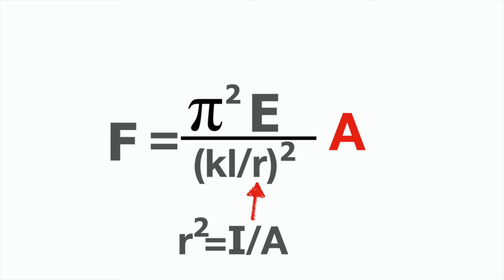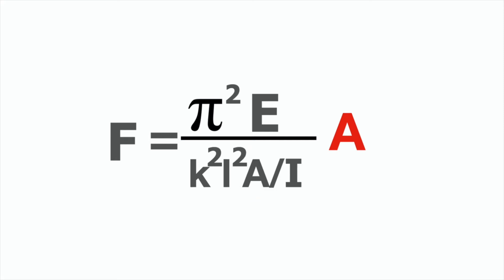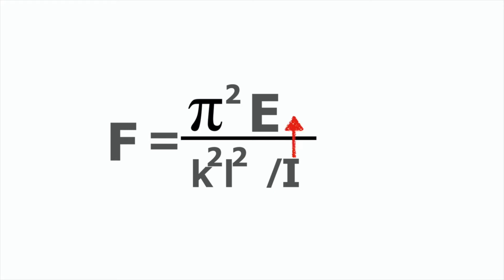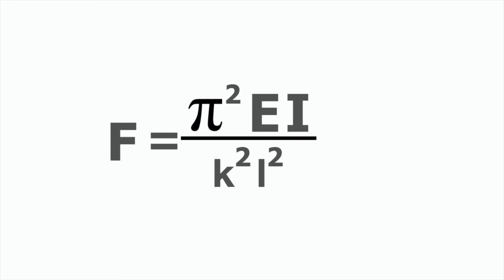So we take that, substitute into R squared. We can then cancel out the area on both sides. If we're dividing by a fraction of moment of inertia, we can just move the moment of inertia up to the top of the equation. And now we are left with the force that will cause something to buckle is equal to pi squared times Young's modulus times the moment of inertia divided by the K factor squared times L squared, length squared.